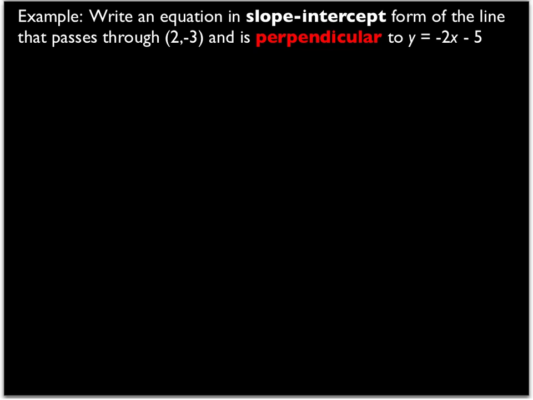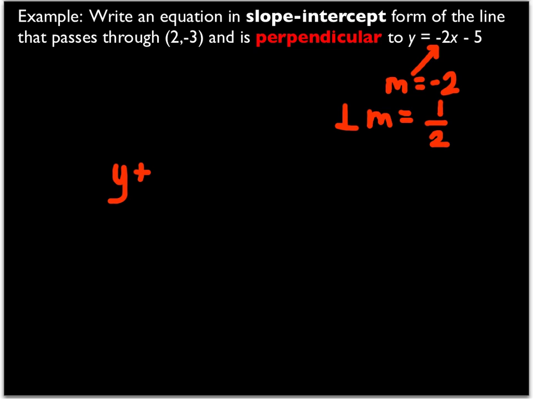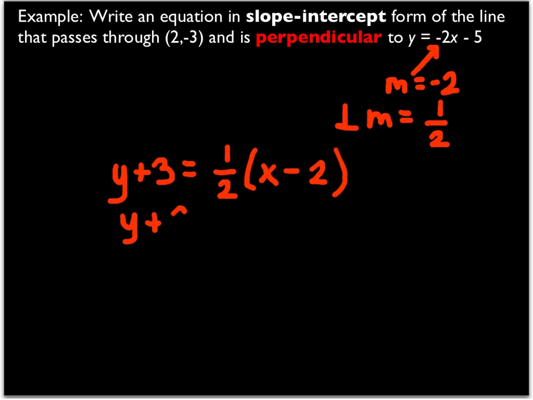Next slide. Same type of question, except now we're talking about perpendicular. So if this is the slope right here, m equals negative 2, what's my perpendicular slope going to be? Well, my perpendicular slope is the reciprocal of negative 2, which is 1/2, but it should be positive 1/2. So I'm going to use my point slope form again, so it's going to be y plus 3. This is the same point actually, but this time I'm going to use a slope of positive 1/2 in my point slope equation.